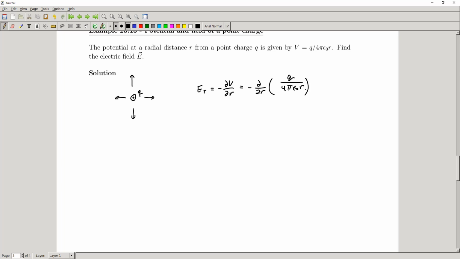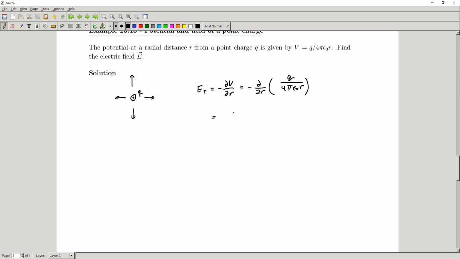We can clean this up a bunch, but we can see right away that we're going to pick up an additional minus sign from the differentiation. This is r to the power minus 1, so we're going to end up with a minus r to the minus 2. Those minus signs are going to cancel, and so how does this clean up?